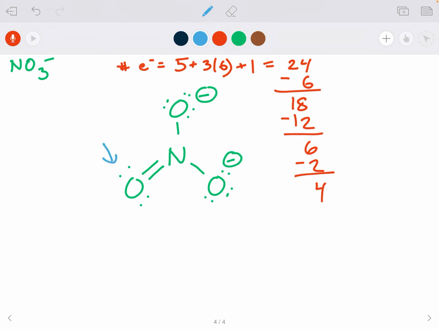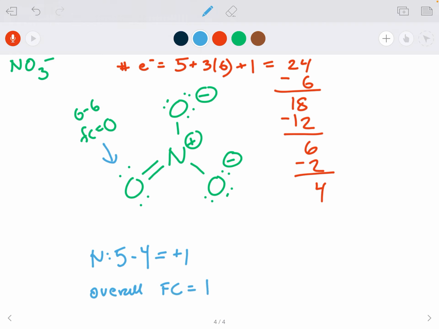The oxygen here has a formal charge of 0, right? 6 minus 6. But this nitrogen has a positive formal charge because it has 5 valence electrons. So for the nitrogen, it's 5 valence electrons minus 4 assigned electrons, 1 from each of the 4 bonds, to give plus 1 formal charge. So now my overall formal charge is equal to 1 minus 1 minus 1, which is negative 1. And that's what this molecule has.